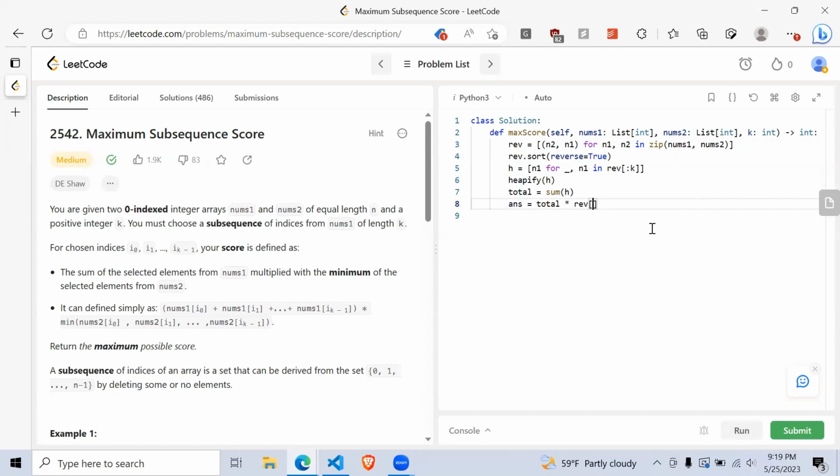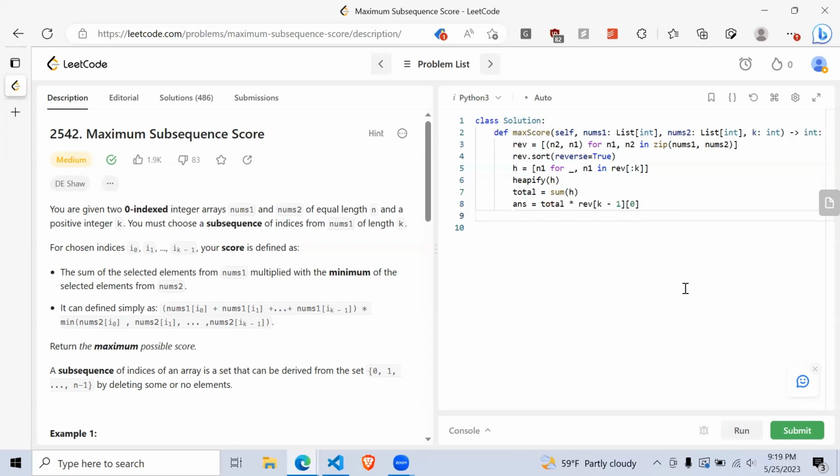So let's do that. It's going to be k minus 1 because it's 0 indexed, and of course 0 represents n2, which is what we're multiplying. Okay. And let's actually put some space in between here to make it easier to look at. So now we can go ahead and go through the rest of the array.